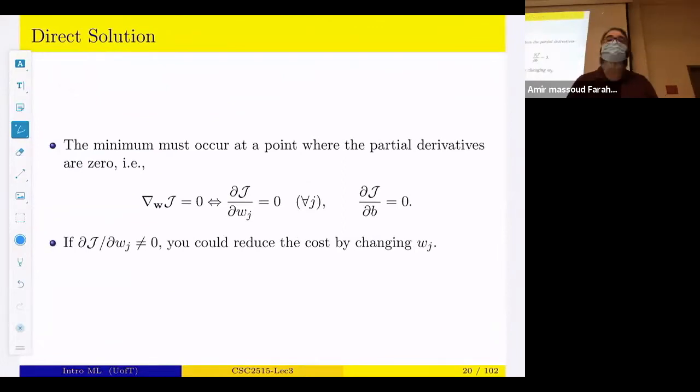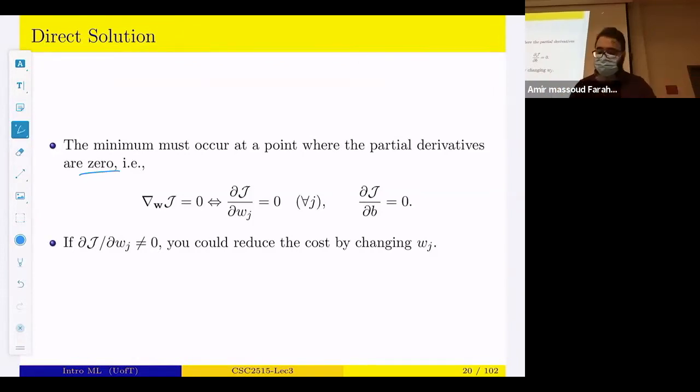So now, as many of you have already alluded to, how we do it in the direct solution is that we find a point where the gradient becomes 0. So the minimum must occur at the point where the partial derivatives are 0. I mean, we have other things. It could be a maximum, but we can verify that the function is convex. So its critical points would correspond to the minimum.